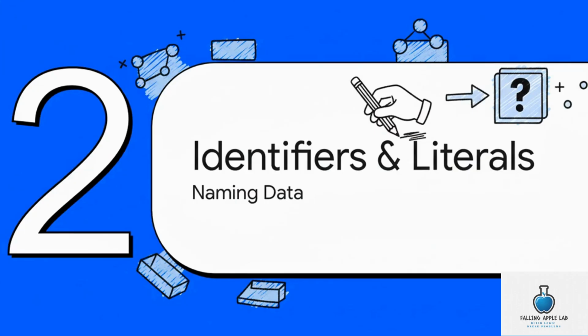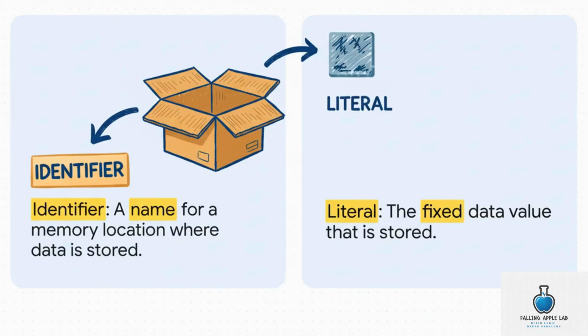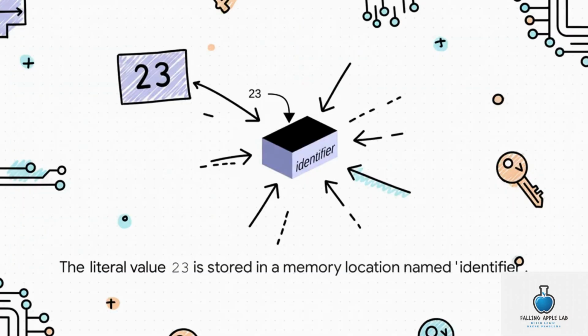Okay, next up, let's see how this all builds with identifiers and literals. These 2 types of tokens really work together as a team to handle all the data in your program. So here's the crucial difference. The identifier is like the label you put on a box. It's the name you give to a storage location in the computer's memory. The literal, on the other hand, is the actual thing you put inside that box, the fixed, constant value. In this image, it just visualizes that relationship perfectly. You see the literal value, the number 23, being put into a memory location. The identifier is just the name that points to that spot, while the literal is the actual data living there.